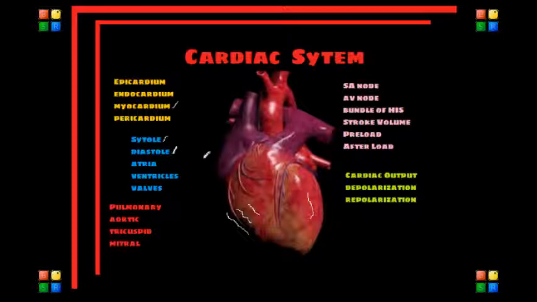Now, let's talk about the chambers of the heart. The chambers of the heart are the atria and the ventricles, right? Now, the left ventricle basically provides blood to the entire body. Therefore, its wall is thicker than that of the right ventricle, right?